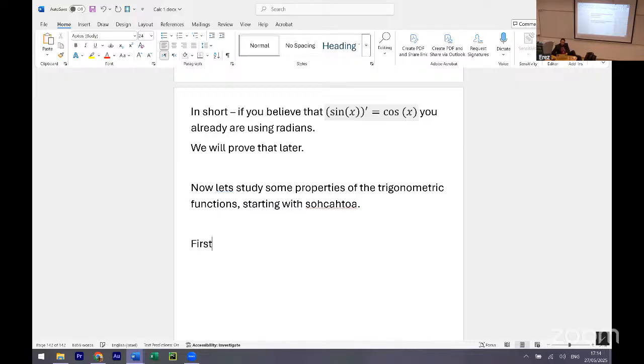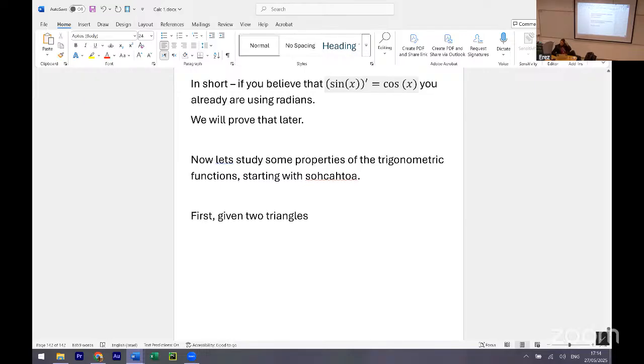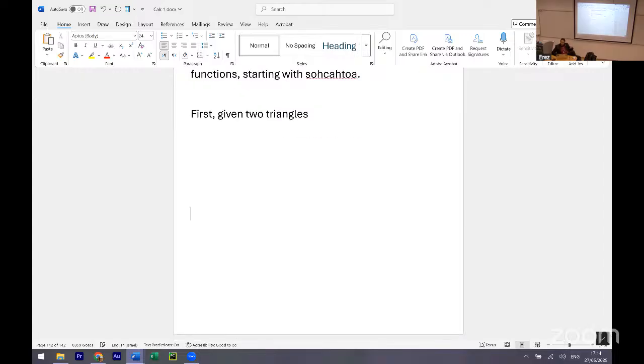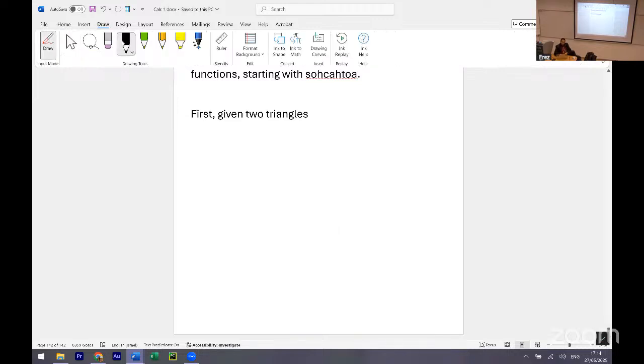First, given two triangles. That would be one with a right angle, and here x, and call this the hypotenuse C, the opposite A, and the adjacent B.